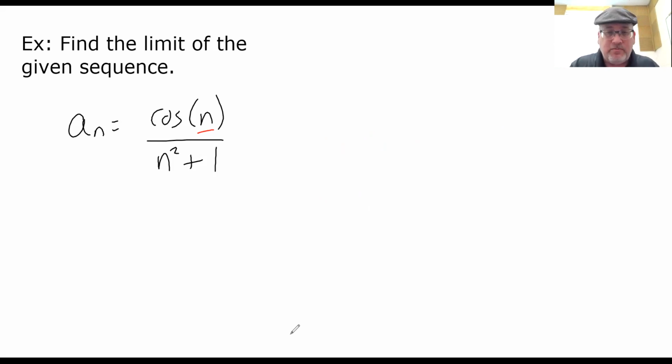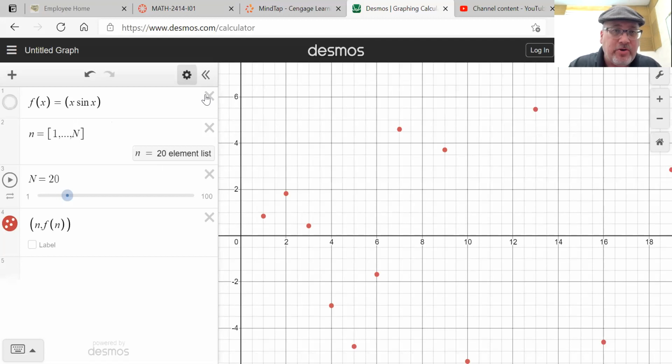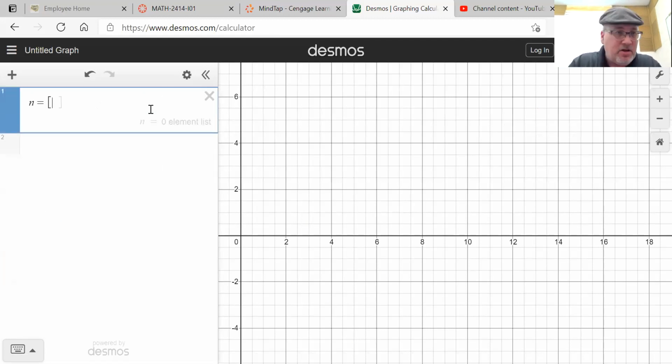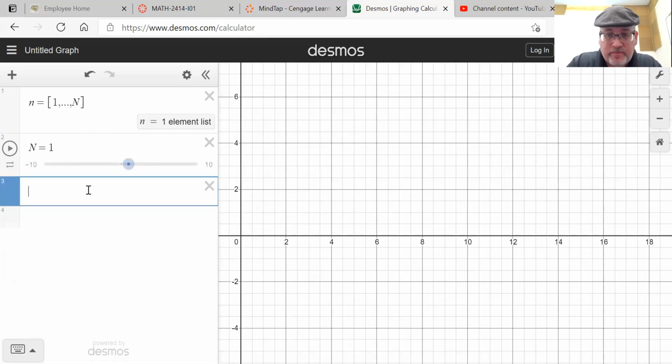In fact, it's chaotic. I'm not going to get into the definition of what it means for a sequence to be chaotic, and I haven't studied chaos theory in a while, but I'm 99% sure that the sequence cosine n, where n is an integer, is chaotic.